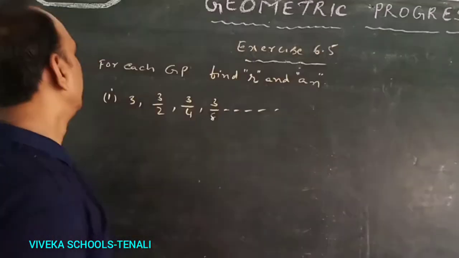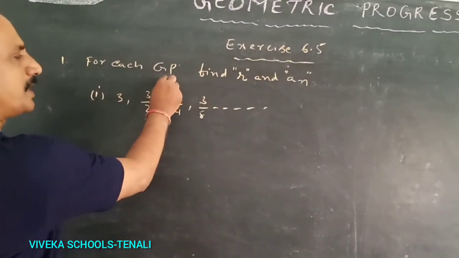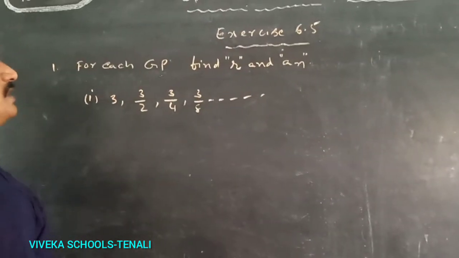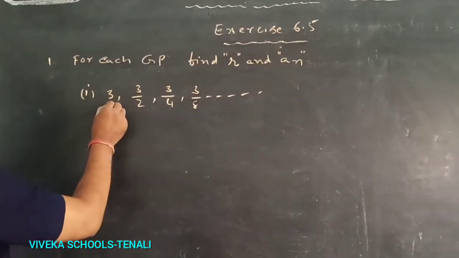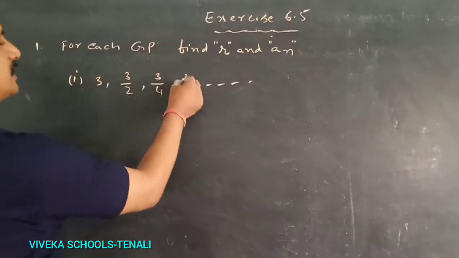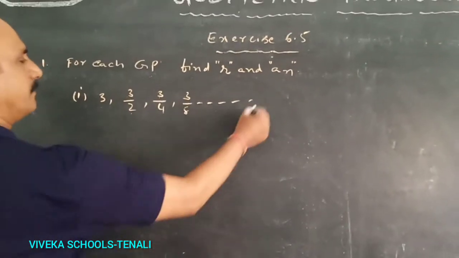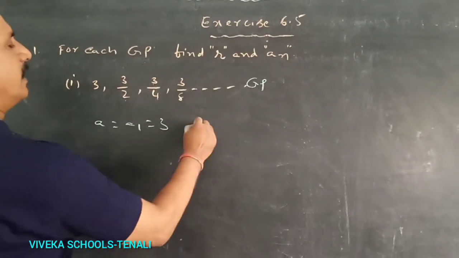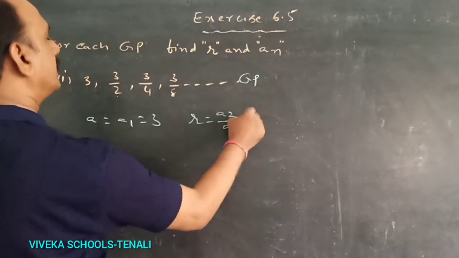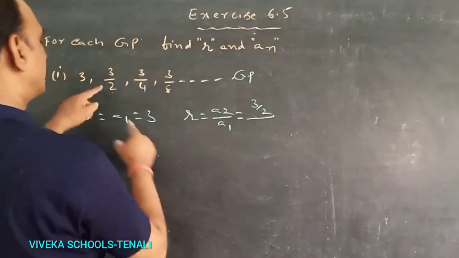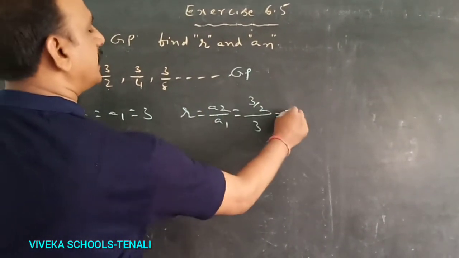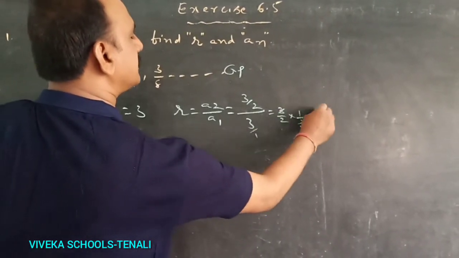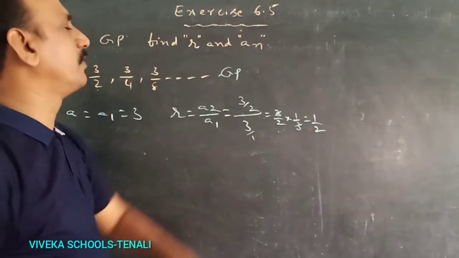Exercise 6.5. For each GP, geometric progression, find R, the common ratio, and An. Find the common ratio and the An value. Here the GP series is given: 3 by 2, 3 by 4, 3 by 8 and so on. That is in GP. So A is equal to A1 equal to 3. R is equal to A2 by A1. What is A2? 3 by 2, second term, by first term, 3. That means 3 by 2 divided by 3 by 1. So reverse that, 1 by 3, 3 cancels, that is equal to 1 by 2. The common ratio value is 1 by 2.